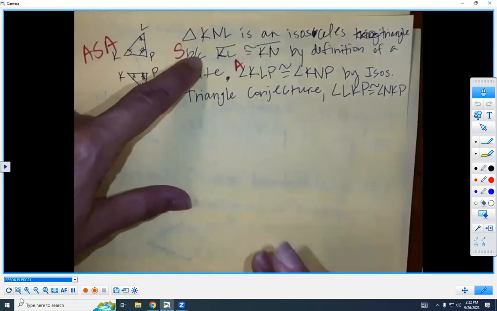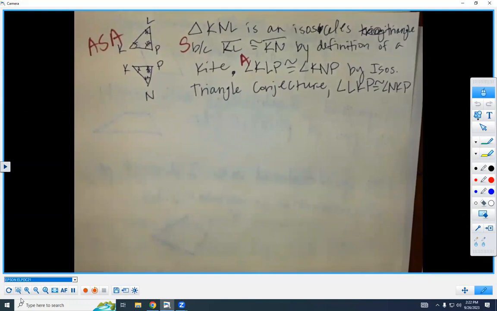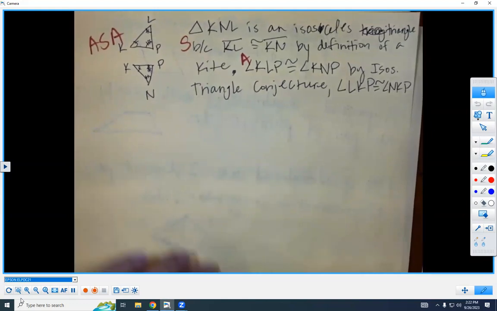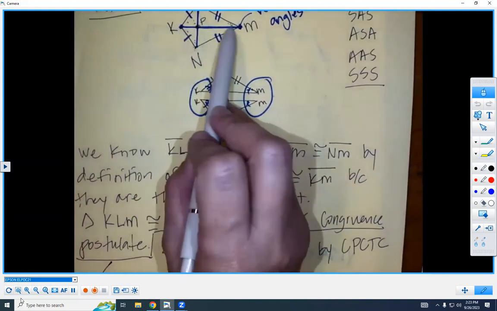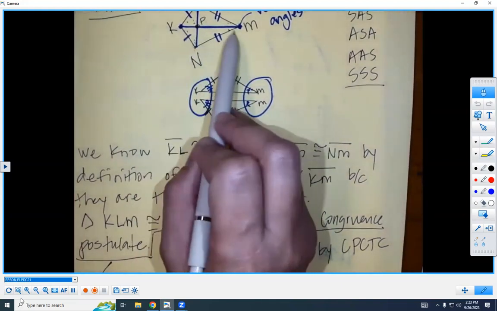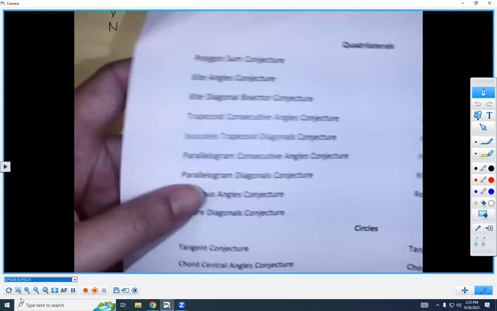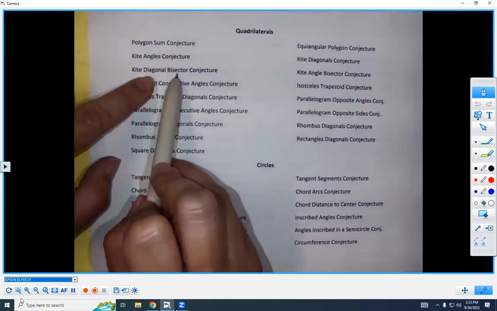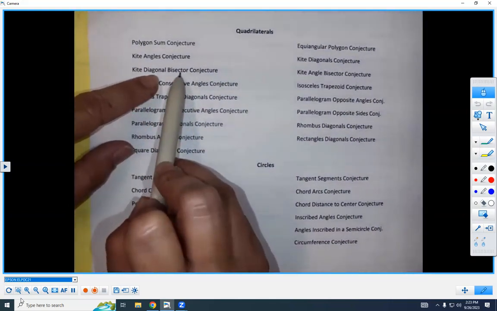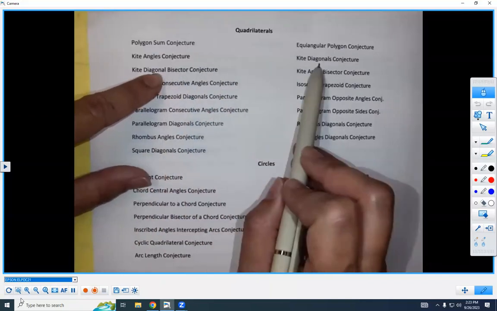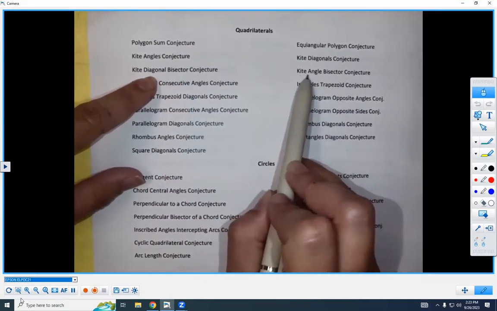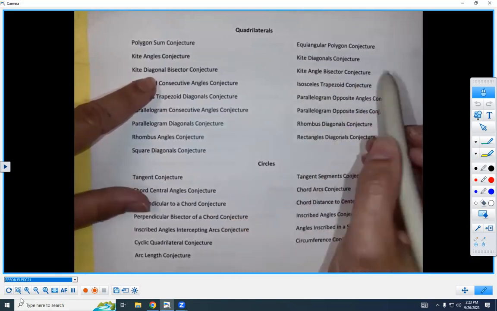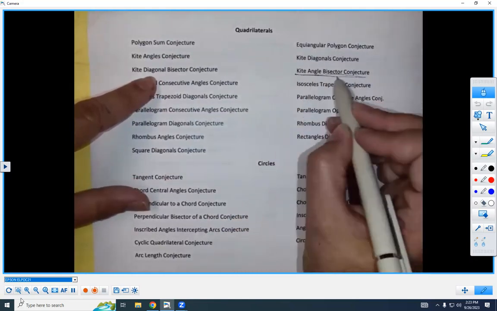What's it bisecting? Are the diagonals bisecting each other? No, the diagonals bisect what? Oh, the vertex, yeah. A vertex angle, right? So it's not going to be kite diagonal bisector, because that says something about angle. So kite angle bisector conjecture, that's the one it would be.